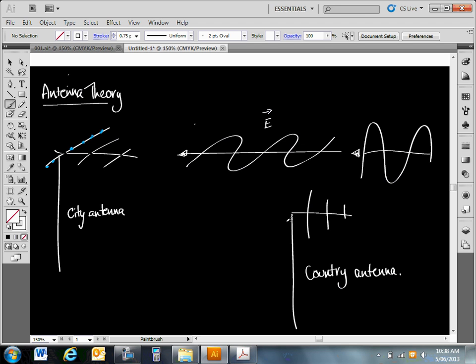Some people in the country actually have this antenna and then they have another antenna and then they have funny antennas. In the country, they've got all sorts of things going on top of these poles, and that's because they want to receive the country radio stations, and they want to receive the city radio stations, and they want to receive something else. So it gets quite complicated.